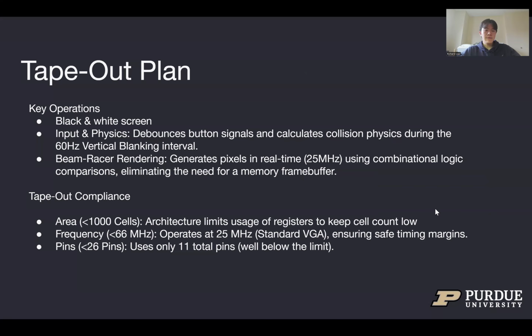We have had a few limitations with our project since we'll be taping out as a physical chip. One of the limitations is that we need to be under 1,000 cells. For reference, memory is around 3 cells per register, and combinational logic is about 1 per gate. So we're going to try to minimize memory and utilize as much combinational logic as possible to keep the area under 1,000 cells. We're also limited by a 66 megahertz clock, which is why we're operating the VGA at 25 megahertz, well within the limit. And we'll only be using 11 total pins.